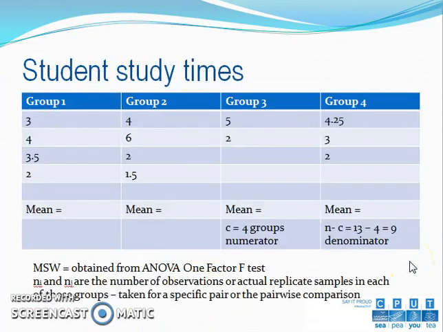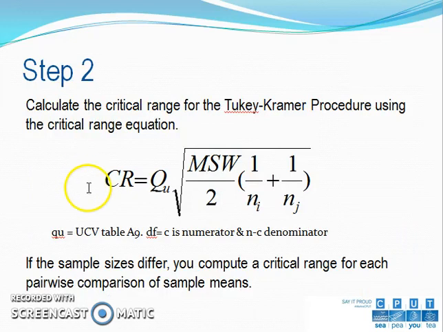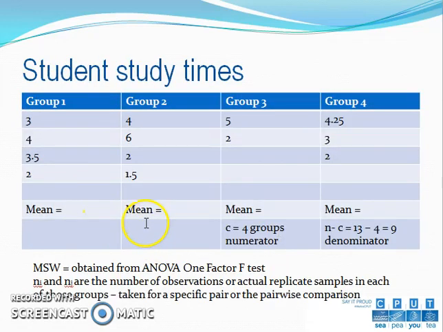I think the best way to try and explain this is to use an example. So if we look at the formula, we see MSW is in that formula, and we know that we obtained the MSW from our ANOVA one-factor F test. We've calculated that mean squares within. For the critical value, the numerator is the number of groups, and the denominator is the number of observations minus the number of groups. And so if we look at an example, we can try and do it ourselves.